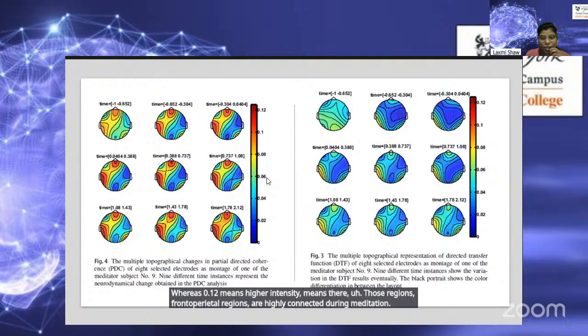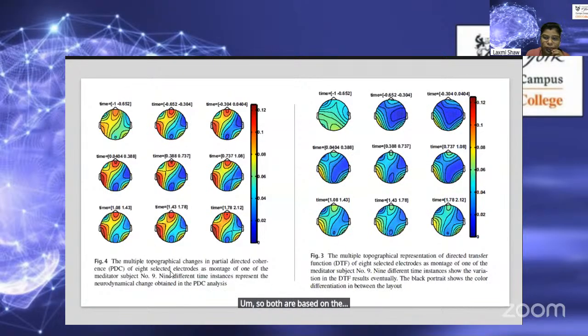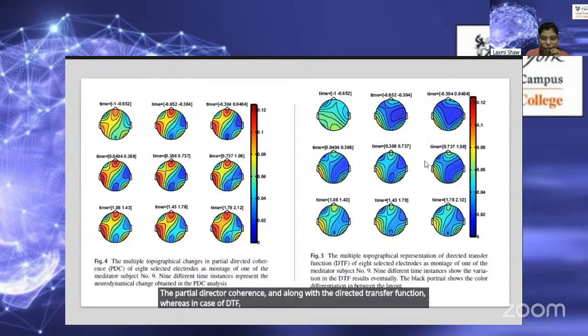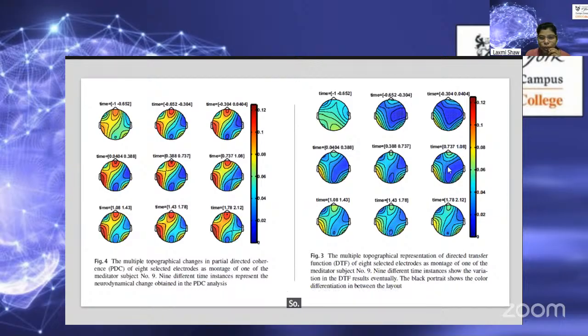So these are just mathematical measures to show the neural information flow during meditation. Both are based on frequency-based measures, the partial directed coherence and the directed transfer function. Whereas in the case of DTF, you can see that the information we obtained from the DTF is very less. It doesn't signify any connections in the case of DTF, so most of the regions are blue.